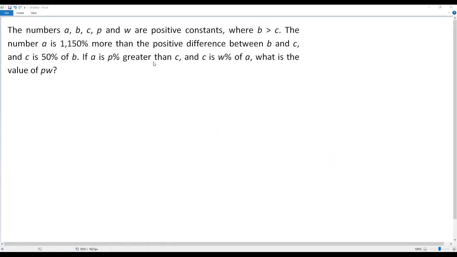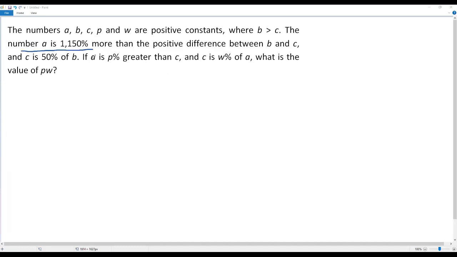The numbers a, b, c, p and w are positive constants where b is greater than c. The number a is 1150% more than the positive difference between b and c. And c is 50% of b. If a is p percent greater than c and c is w percentage of a, what is the value of p times w? Okay, now let me consider this particular information.